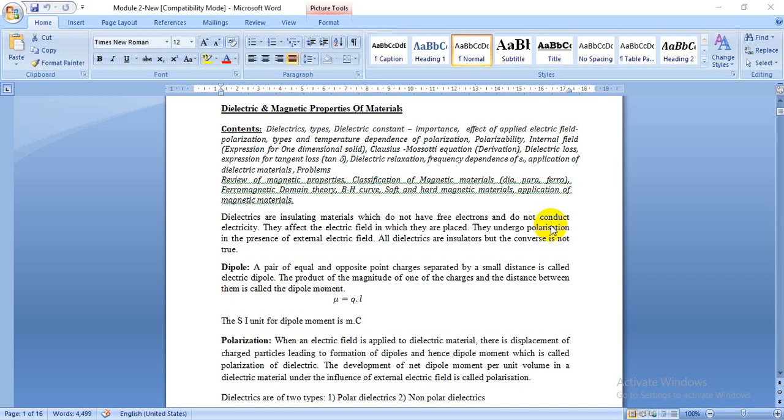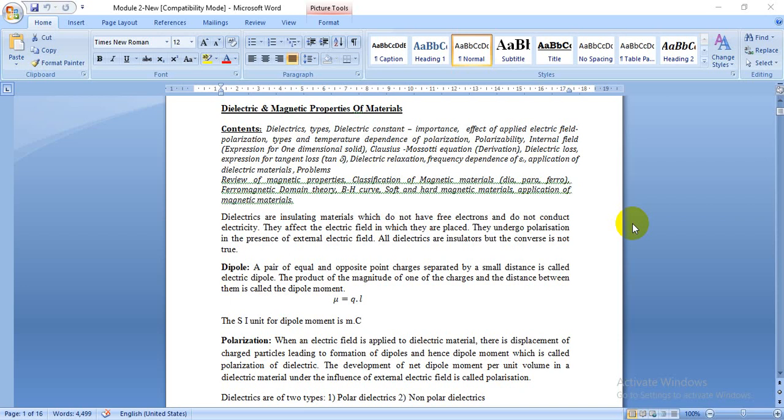But dielectric materials are different from all these things. This is another category of material. It's like an insulating material. So I'm repeating again, dielectrics are insulating materials which do not have free electrons. Anyway, I told you that there are insulators also. So what is the difference between these dielectrics and insulating materials?